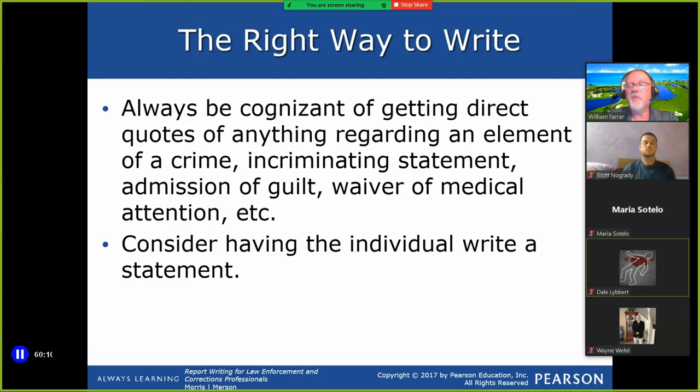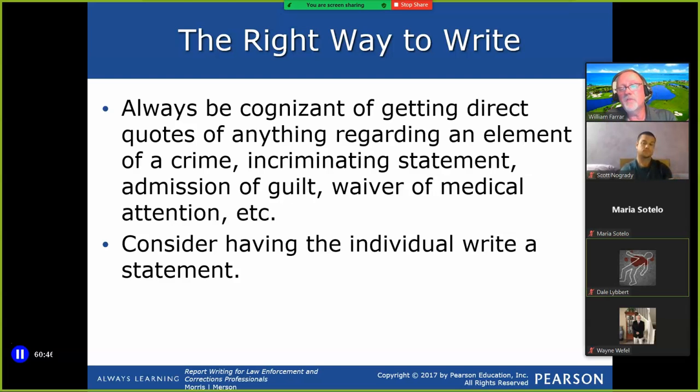Or I fired the gun, or I shot the guy, or I did. Those are things that you want to get in a quote, or some type of threat. You don't have to quote everything that a person says, especially if it's already being recorded. You still want to quote those kind of high dollar statements, if you will, right? So anything that establishes the element of the crime, that incriminates the person, an admission of guilt, or a waiver of medical attention. Those are good things to quote.